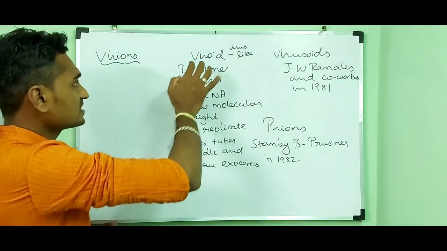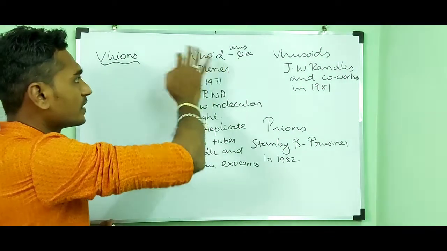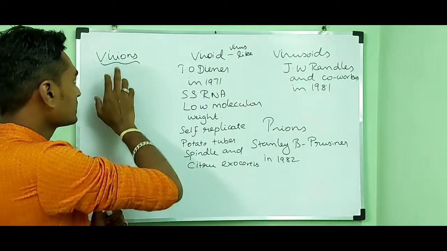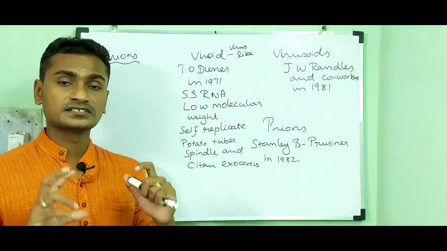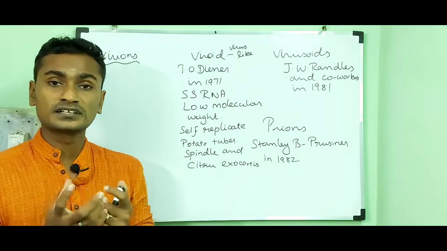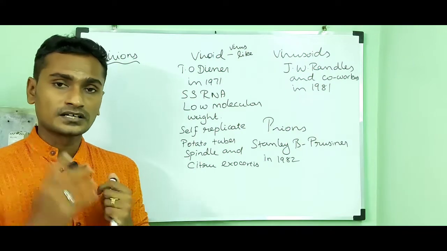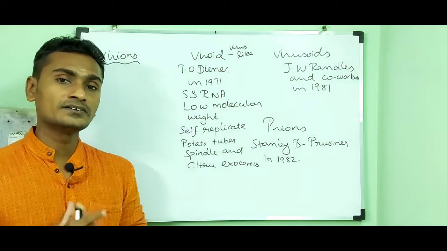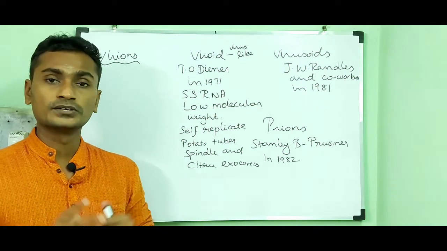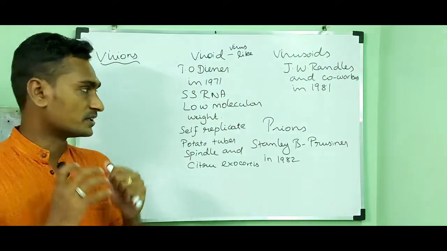So the difference between virus and viroid is that the virus contains the protein coat which encapsulates the DNA or RNA, while in the case of viroid, they do not have the protein coat.